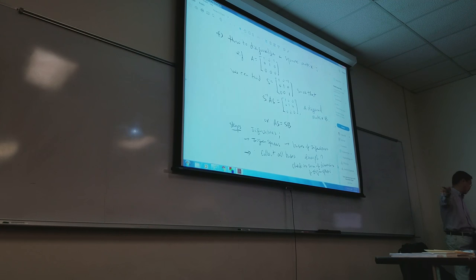So these are the steps. You first find the eigenvalues. For each eigenvalue, you find the eigenspace, of course, the basis of each eigenspace. Collect all the bases. Is that enough? Then you check the sum of the dimensions of the eigenspaces. If the sum equals the size of the matrix, then it's diagonalizable.